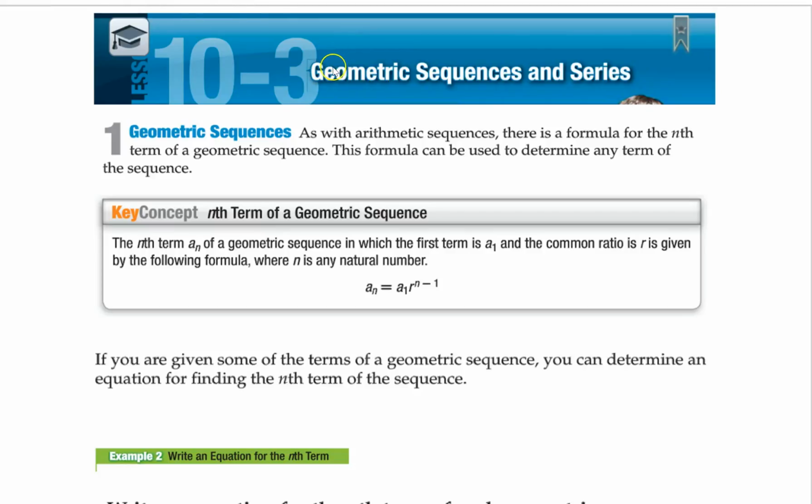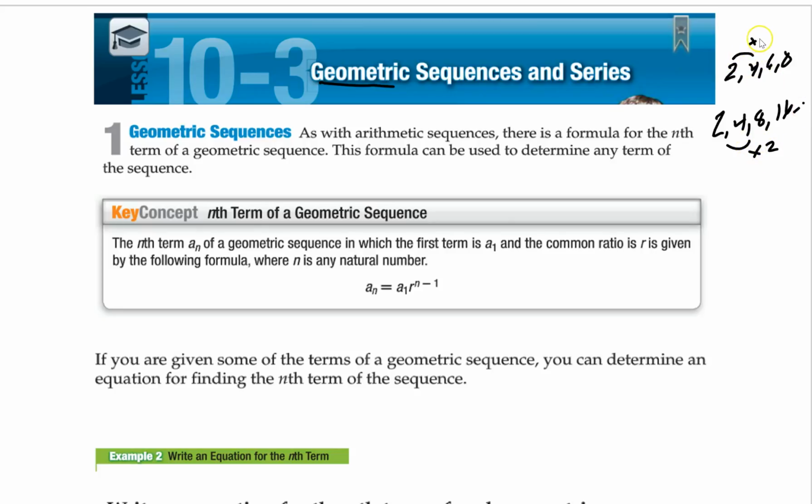10.3, geometric sequences and series. So last time we talked about arithmetic sequences, where you add to get each term, like in this case, I'm adding 2 every single time. Now we're doing geometric sequences. That's where you multiply or divide to get each term. So it'll be like 2, 4, 8, 16, and so on, right? In that case, I'm multiplying by 2 every single time.